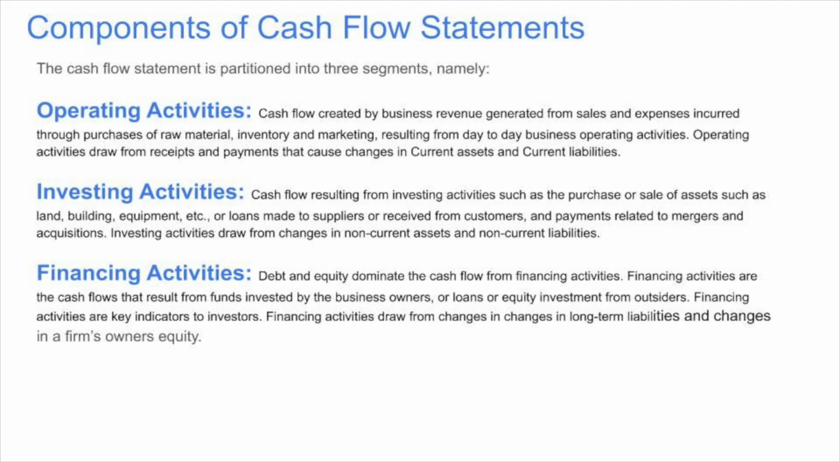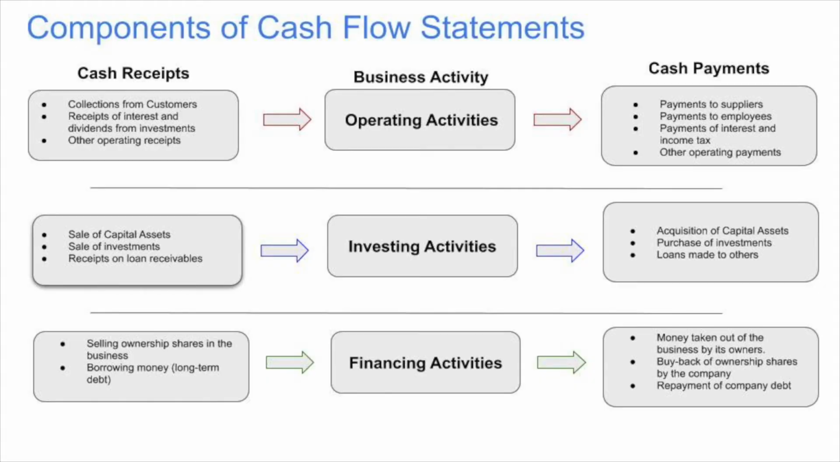Financing activities are the cash flows that result from funds invested by the business owners, or loans or equity investments from outsiders. Financing activities are key indicators to investors of how much money is going into the business in order to sustain it. So financing activities draw on changes to long-term liabilities and changes to the firm's owner's equity. So what we need to be able to do is classify all the flow of funds into one of those three categories.